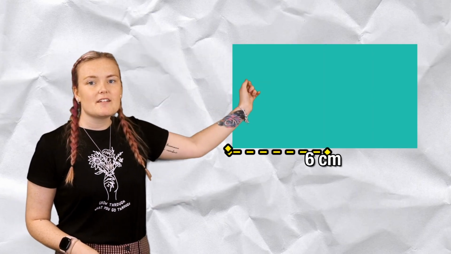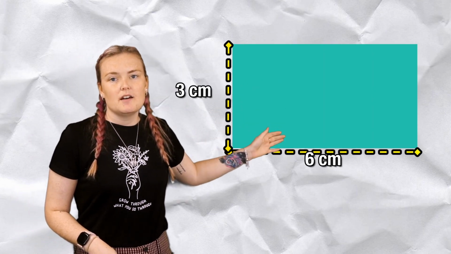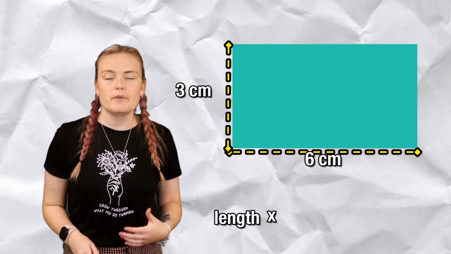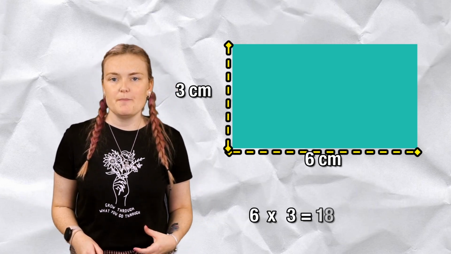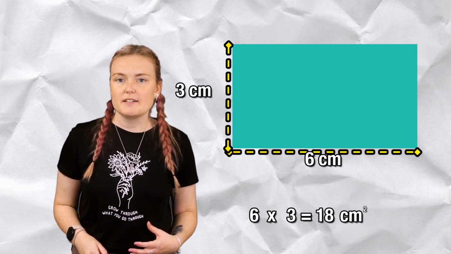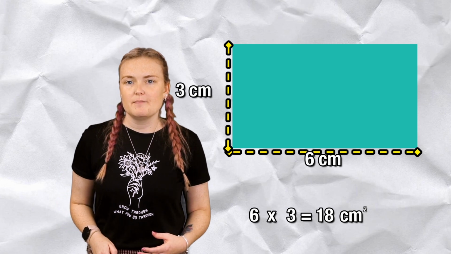If I've got my rectangle here, its length is 6 and its width is 3. All I'm going to do to find the area of that is multiply the two numbers together. So we do length times width, 6 times 3, which is 18. Now my units will be centimetres squared, because I'm now dealing with area.